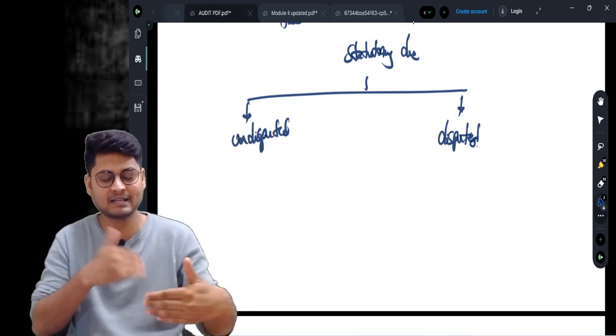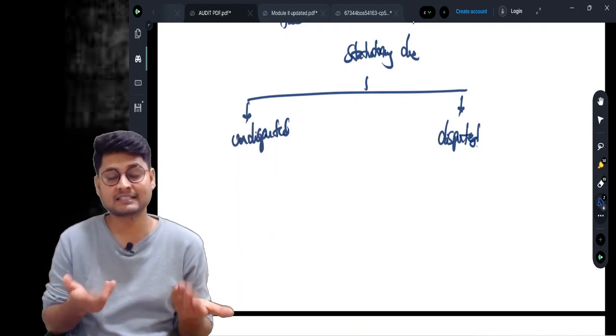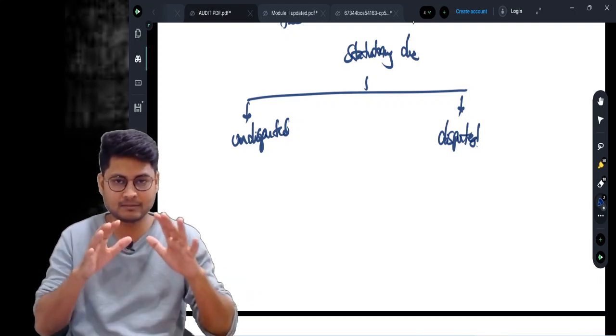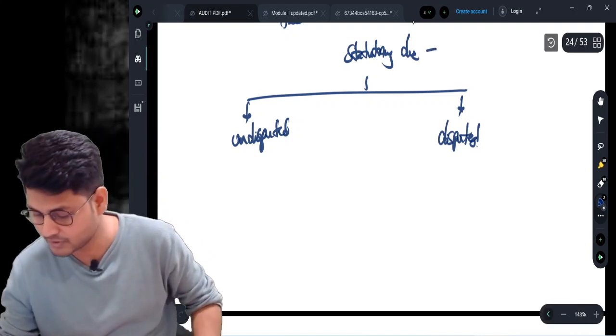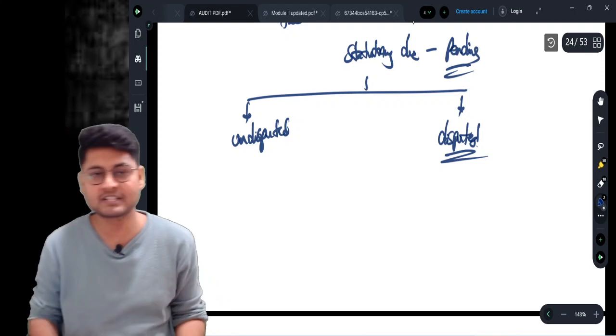statutory due, where you are not willing to pay the amount because it is disputed. The amount they are saying and the amount you are paying are not matching, and you are not agreeing to whatever they are asking you to pay. It is called a disputed statutory due. So the amount is still pending. The statutory due is pending because of the reason of existence of dispute.